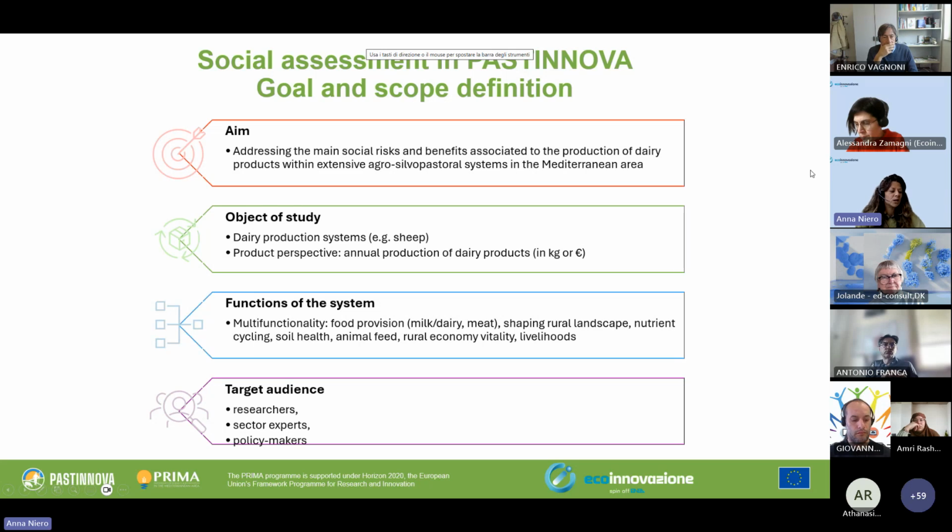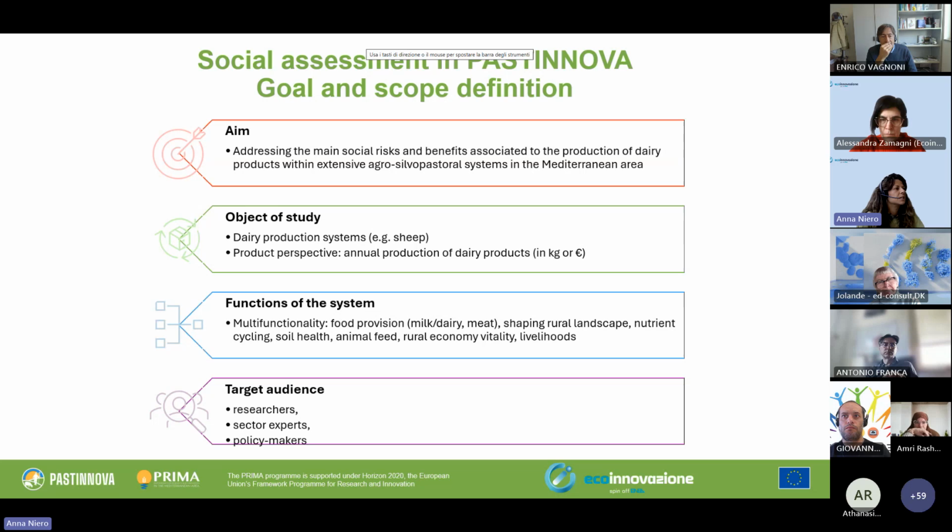Going deeper into the first step of the social life cycle assessment methodology, which is related to the goal and scope definition, we would like to share with you some thoughts about the characteristics of the system we aim to assess, and also the objective of this kind of assessment.